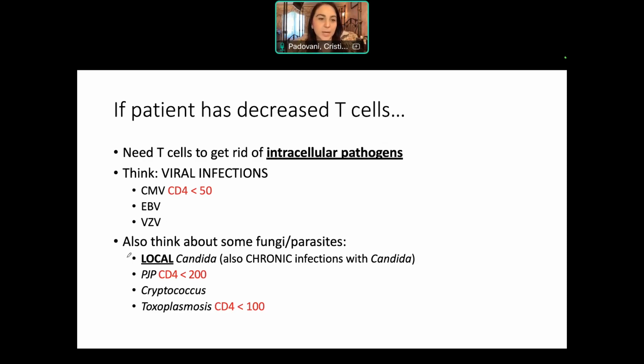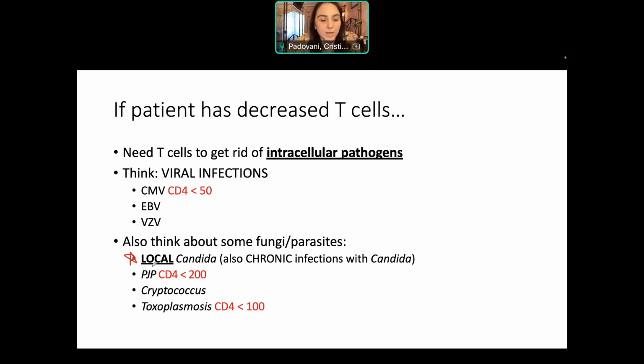Something I want to delineate is that you get local candida infections. You don't get systemic candida, but more local. And you can also see chronic infections with candida. So you have chronic candidiasis and you don't know why. It's just there forever. I think there's an immunodeficiency I talk about, chronic mucocutaneous candidiasis, the CMC. That's a T cell deficiency issue.